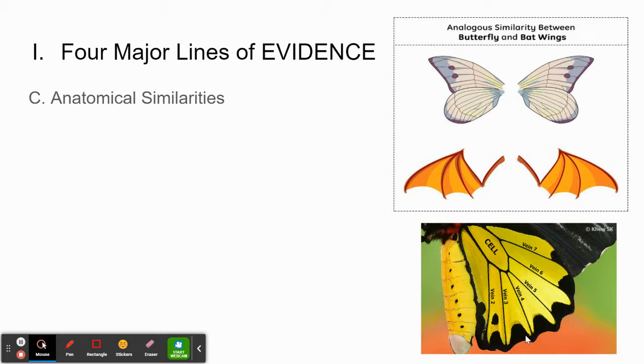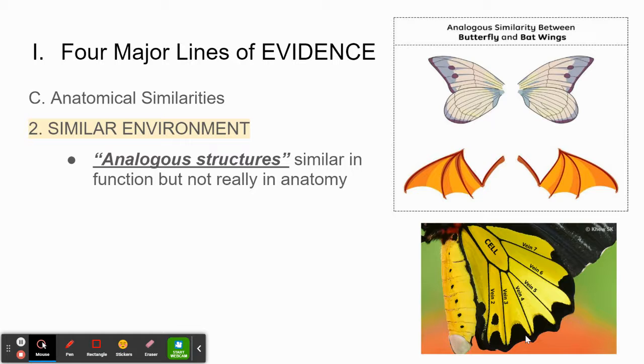The second thing that anatomical similarities can point to are organisms that developed or evolved in a similar environment. So the first thing that we saw was that anatomy-based similarities can point to a common ancestor with shared DNA. This one is a little bit different. This is the idea that maybe we didn't come from common ancestors, but we evolved within a similar environment that offered similar kind of selection pressures. So when we see something like this, these are called analogous structures.